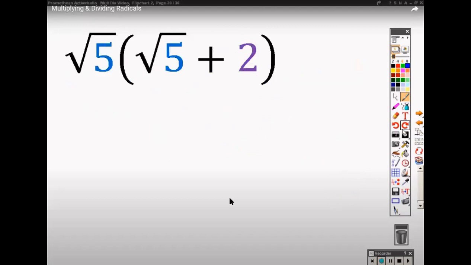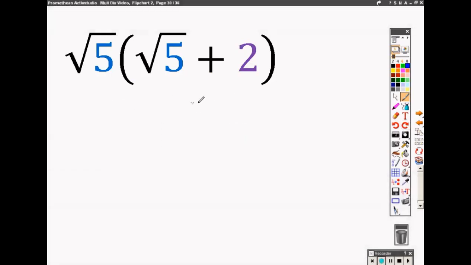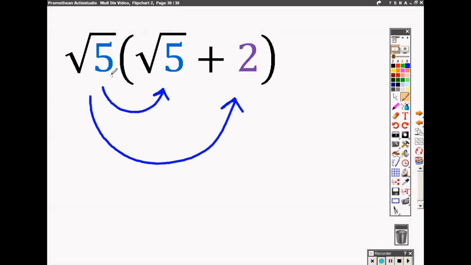Next, we have here root 5 times the parentheses root 5 plus 2. So we have to distribute. We are going to distribute root 5 over the parentheses. Then it will be root 5 times root 5 and root 5 times 2. Now, root 5 times root 5 looks like root 5 all to the power of 2. Then we have root 25. What is the root 25? It will be 5. Root 5 times 2 will be 2 root 5.